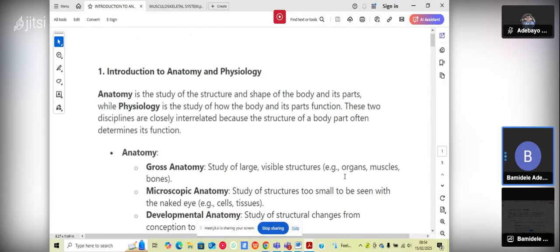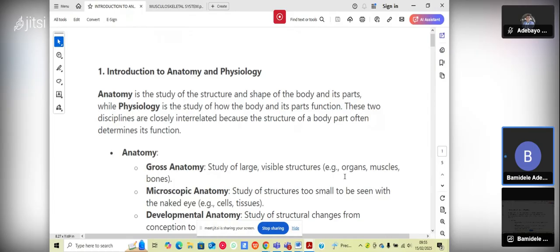Introduction to anatomy and physiology. The reason why we have anatomy and physiology together is because that's the curriculum as recommended by the Nursing and Midwifery Council of Nigeria. However, both can be independent. Both are different. They have different meanings. Anatomy refers to the structure, the physical appearance, the structure and the shape of an organ or a body, while physiology is how that body part functions.